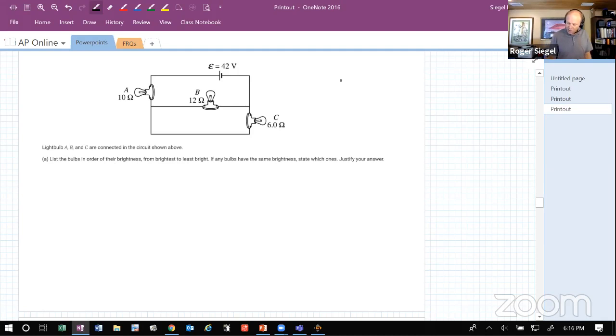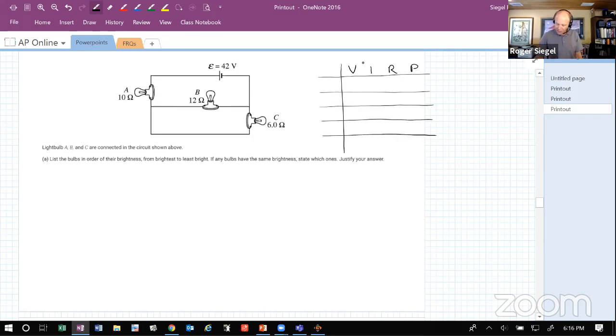As I said, what we're going to do is come up with what's called a VIRP table. V-I-R-P: voltage, current, resistance, and power. I never taught this, but I was grading the AP exams one year, and I saw a student draw it on their paper, and I thought, that's genius. I'm going to use that.